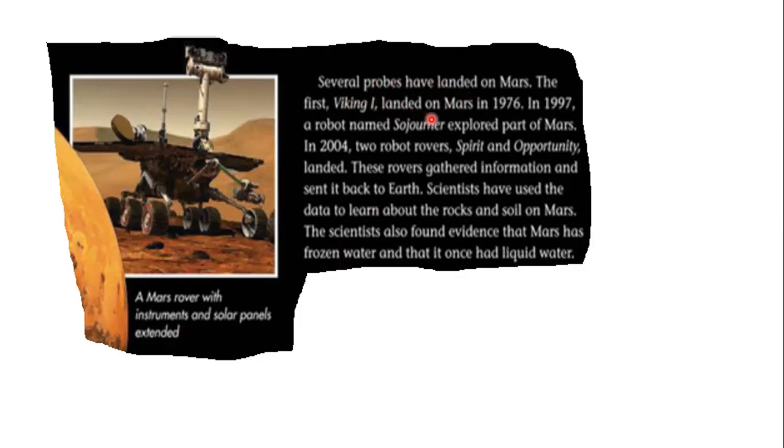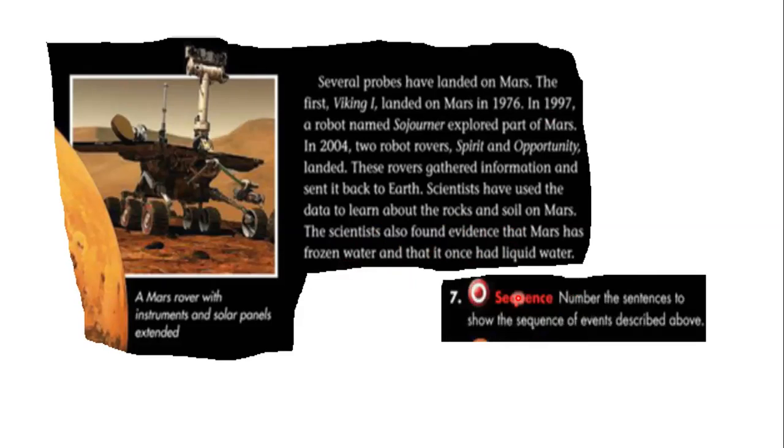The first Viking landed on Mars in 1976, and we have another one in 1997. As I told you, I will show you the video now. And in 2004, two robot rovers, Spirit and Opportunity, landed. These rovers gathered information and sent it back to Earth. Scientists have used the data to learn about the rocks and soil on Mars. The scientists also found evidence that Mars has frozen water and that it once had liquid water.